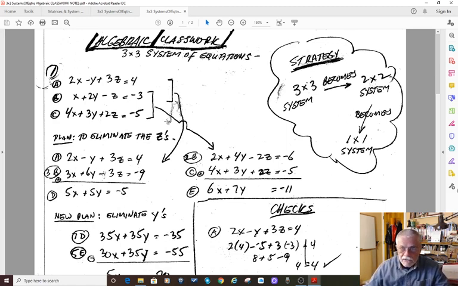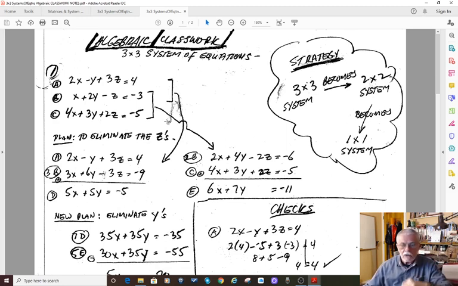And what I'd like to do is give you an overview first. I'd like to go over the basic strategy. We begin with a 3 by 3 system. We get it down to a 2 by 2 by eliminating one of the variables, and that makes it easier, of course. And then we get that down to a 1 by 1 equation, one unknown, by eliminating another variable. So that's the plan. That's why we do what we do.